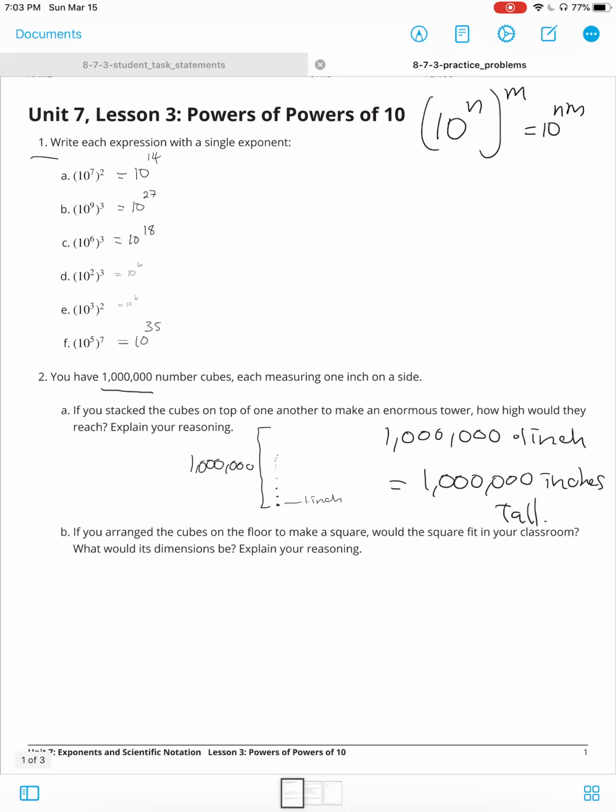That's hella tall. Why do you have that many cubes? Why? Why?